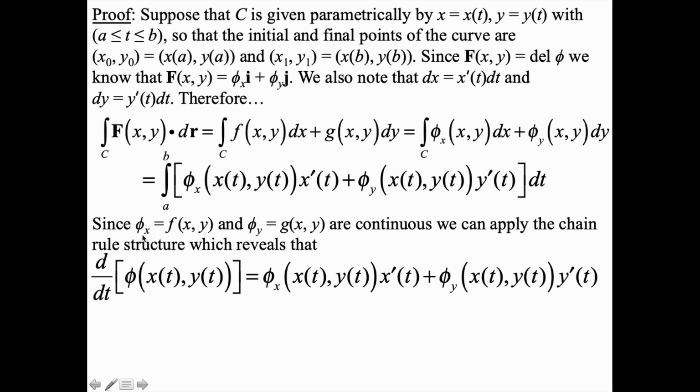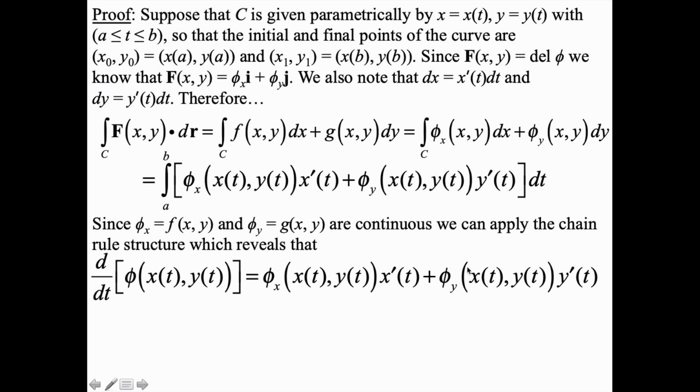Now, since partial phi with respect to x is little f and partial phi with respect to y is little g, and since they're continuous, we can apply the chain rule here. The chain rule structure, perhaps you recall seeing it, maybe it didn't look like this. Instead of having a phi here, you had a z, but you talked about the derivative of z with respect to t. Let's talk about the derivative of phi with respect to t. If we did that, what we can do is take the partial of phi with respect to x, then multiply that by how much x is changing, or dx/dt, which we're writing here as x prime of t, plus the partial derivative of phi with respect to y times y prime of t. That's a chain rule structure.